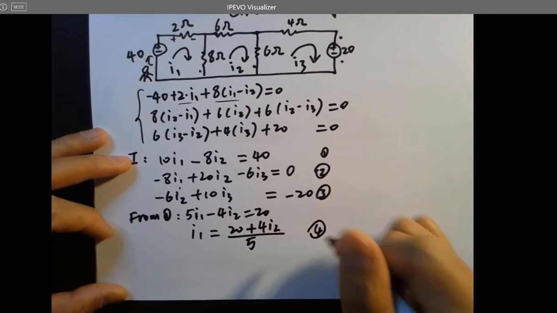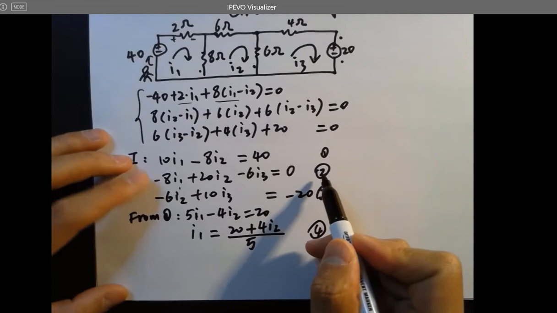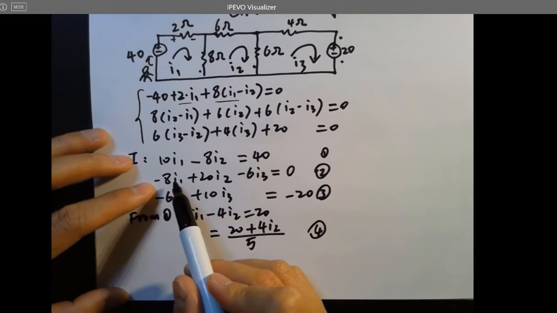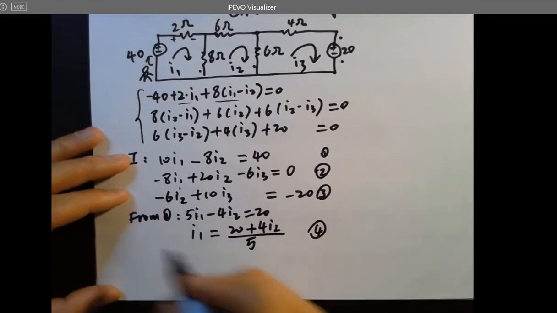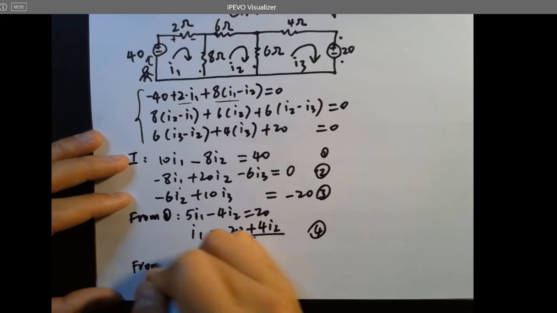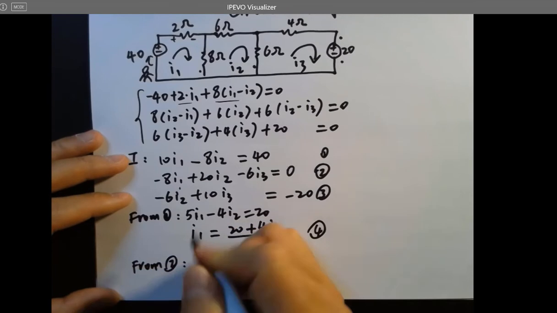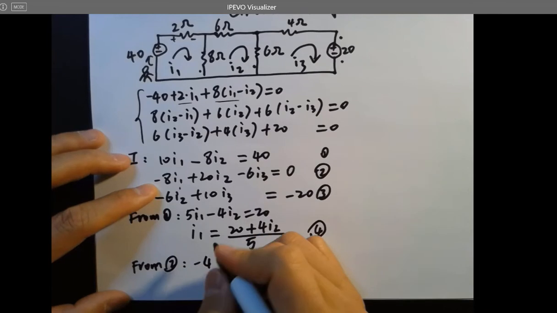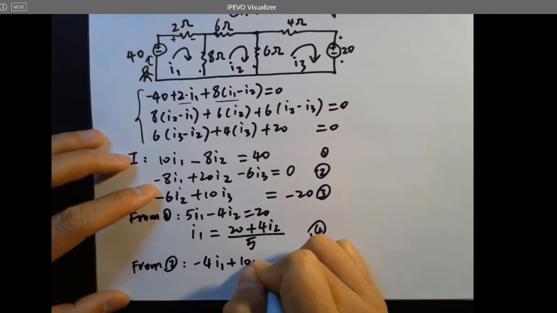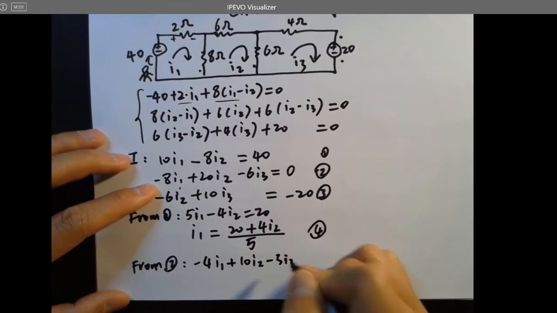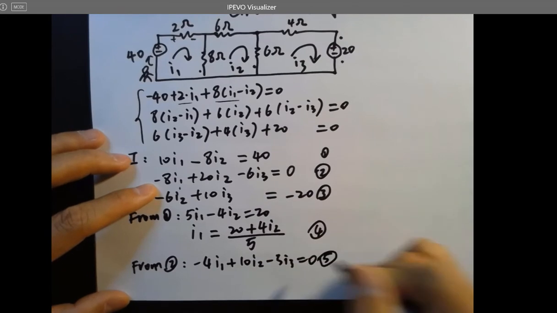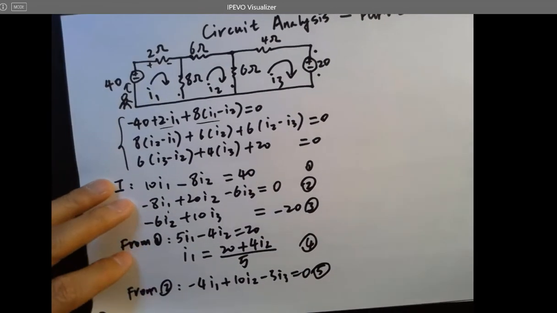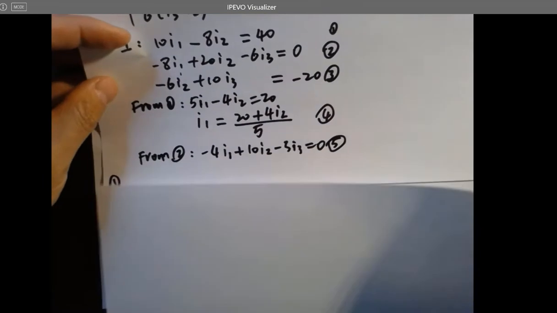And now I can combine 4 and 2 to cancel I1 in 2. But you can see that actually you can simplify the second equation really quickly, to reduce the calculation load. Just divide by 2 on both sides of the equation. So you're getting minus 4 I1 plus 10 I2 minus 3 I3 equals 0. Let's label this as 5. And now let's combine 4 and 5, so we can cancel I1.